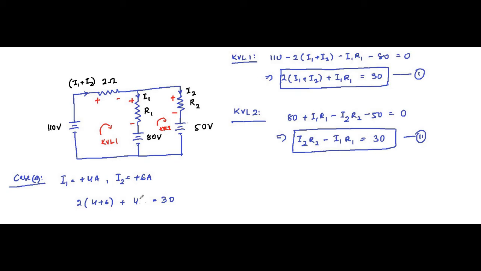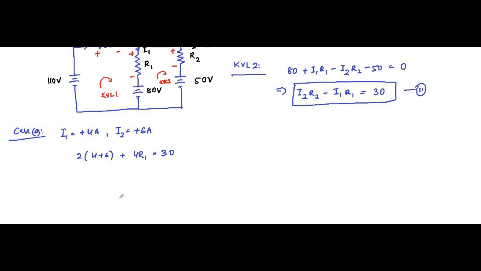4R1 is equal to 30. That implies 2 into 10 plus 4R1 is equal to 30. That implies 4R1 is equal to 30 minus 20, which is equal to 10. That implies R1 is equal to 10 by 4, which is equal to 2.5 ohm. So we have got the value of R1, which is equal to 2.5 ohm.